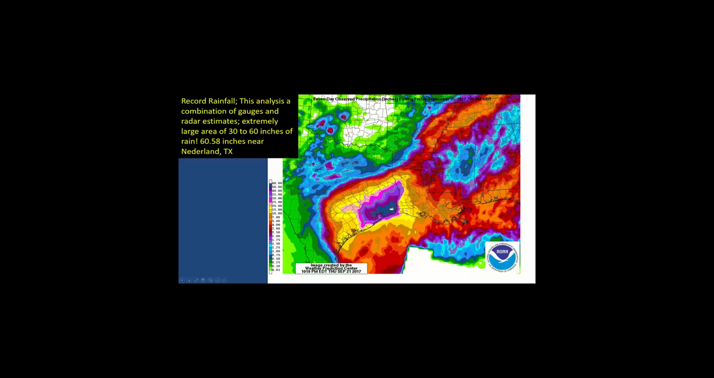So what was most remarkable about Harvey is not only the maximum rainfall amounts, but the huge area that they covered. There's really never been a storm like this. In fact, it set the record for the amount of rain from a tropical cyclone in the United States, over 60 inches of rain in Nederland, Texas. But it wasn't just one small area that got clobbered. It was really a dozen or so counties. So just as you all know, a very, very difficult storm.